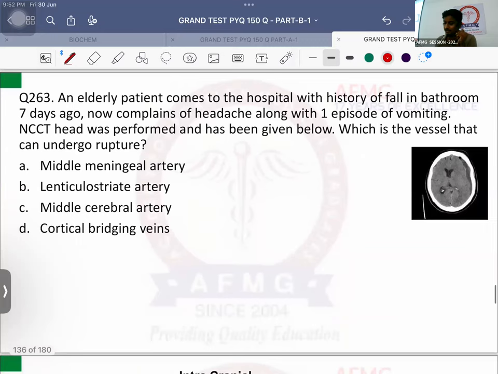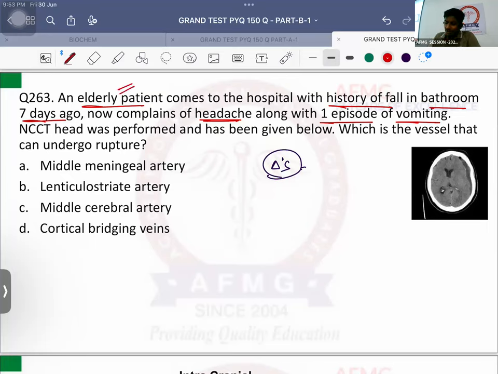Therefore, 263. An elderly patient comes to the hospital with a history of fall in the bathroom 7 days ago. Now complains of headache along with one episode of vomiting. NCCT head was performed and has been given below. Which is the vessel that can undergo rupture? What is the diagnosis?